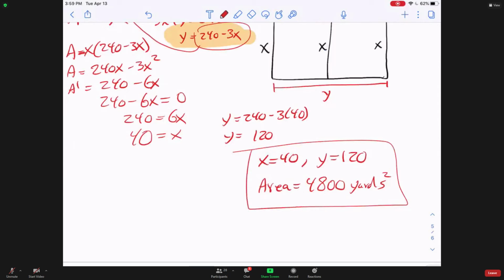How do I know this does give me a maximum? Well, let's do the second derivative test. What's a double prime? -6, which means it's concave down and you have a maximum. I knew it wasn't the minimum. Minimum would be 0. Don't build a fence. But it's got to be a maximum or something.